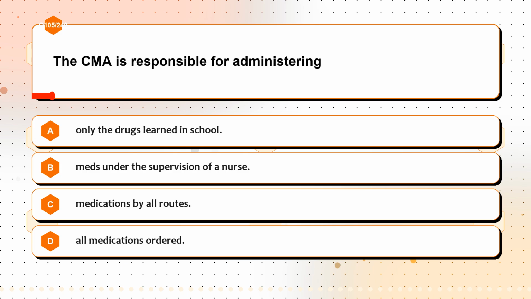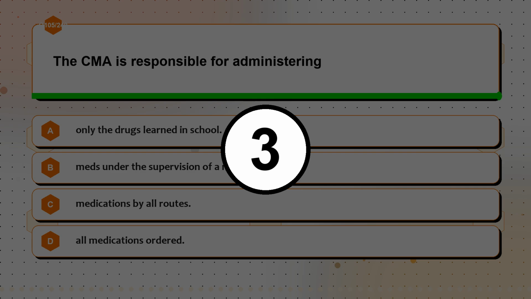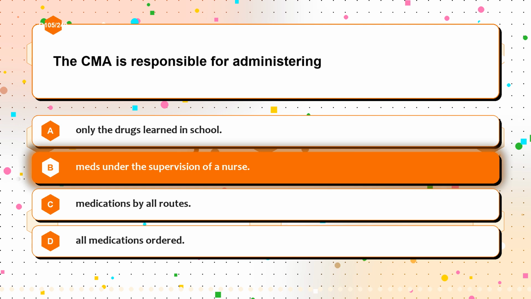Question 105. The CMA is responsible for administering. Here are the options. Option A. Only the drugs learned in school. Option B. Meds under the supervision of a nurse. Option C. Medications by all routes. Option D. All medications ordered. The correct answer is option B. Meds under the supervision of a nurse.